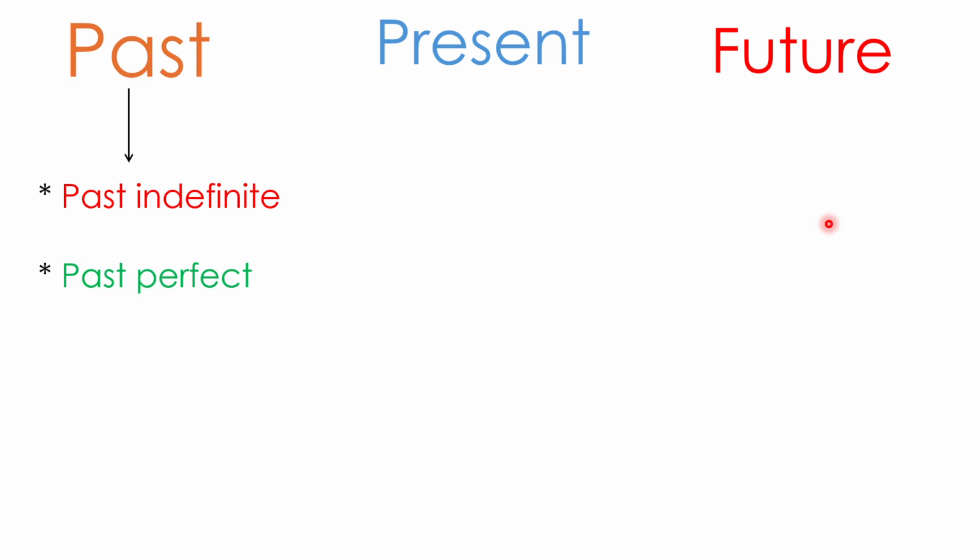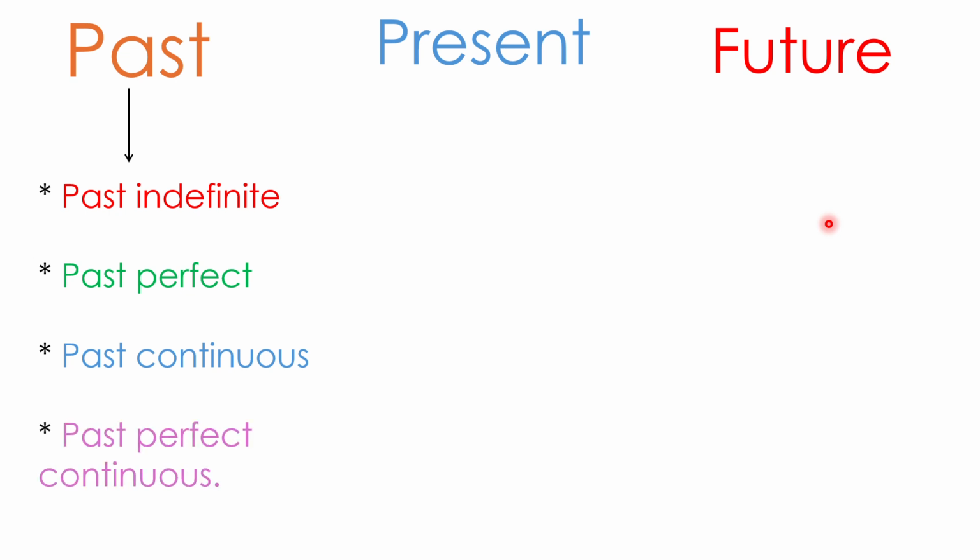So now I'm going to show you all the tenses so you actually know what the tenses are. So we've got for past, past indefinite, which is also known as past simple. Then we've got past perfect, past continuous, and past perfect continuous. Now these are all the four tenses for past.